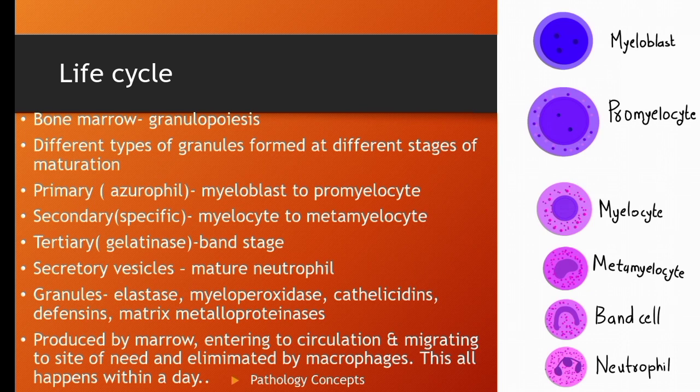Neutrophils are continuously produced by the bone marrow. They enter into the circulation, migrate to the site of need, and are eliminated by macrophages. This cycle completes within a day, and this is a continuous cycle.